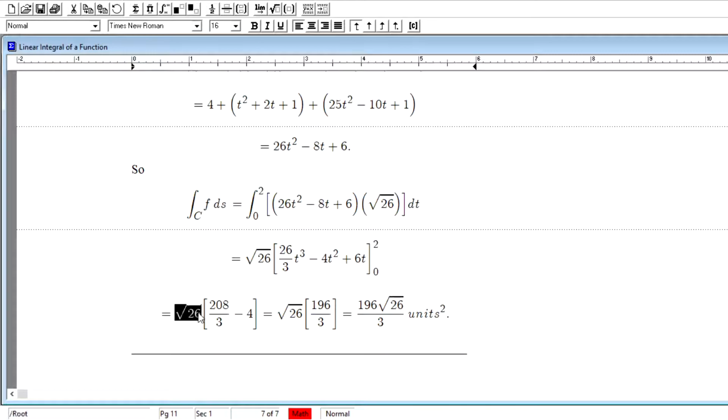That does become the square root of 26 times 208 thirds minus 4, which, if we make a common denominator here with the 4, becomes the square root of 26 times 196 thirds, which does not simplify any further and can be stated as 196 root 26 thirds units squared. And I throw the units squared on there to note that this does describe a net area.